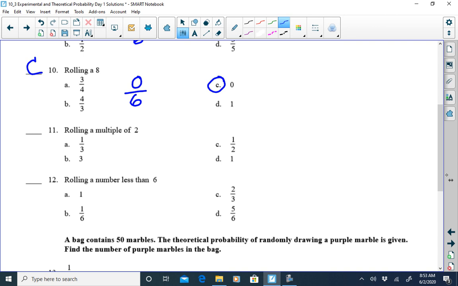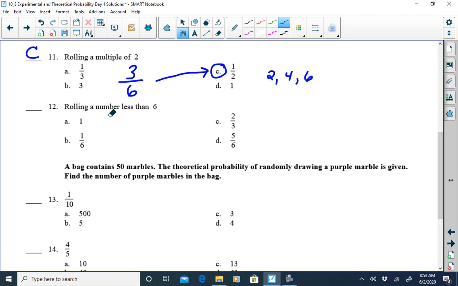Well, what are your multiples of 2 on a number cube? Well, that means you could roll a 2, you could roll a 4, or you could roll a 6. Those are your multiples of 2 on a number cube. So out of the 6 possible outcomes on a number cube, 3 of those 6 outcomes are multiples of 2. And 3 out of 6 would simplify to C, 1 out of 2.